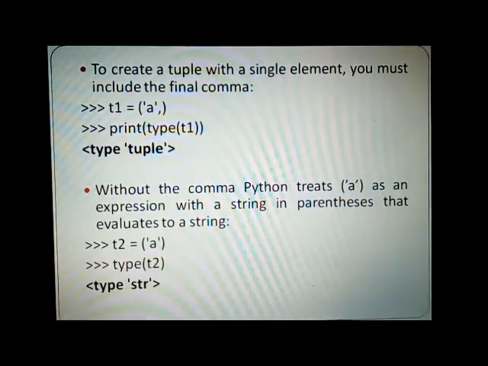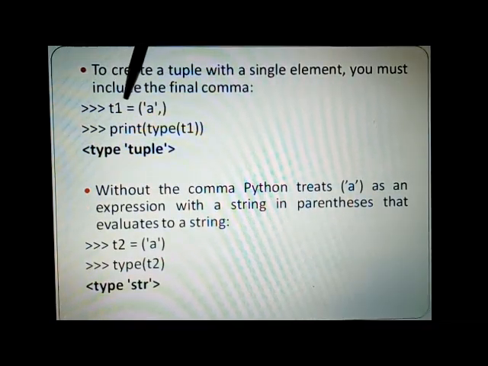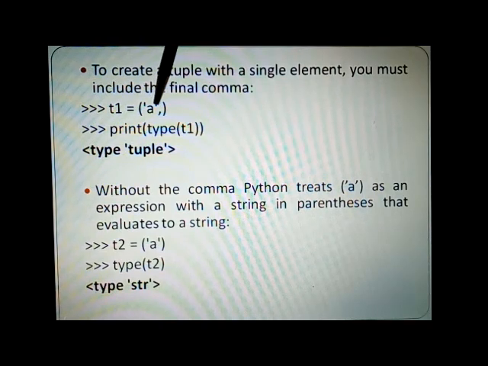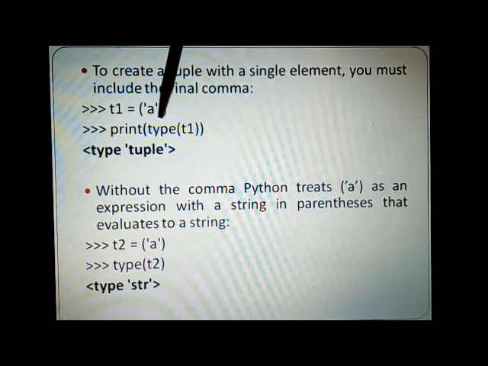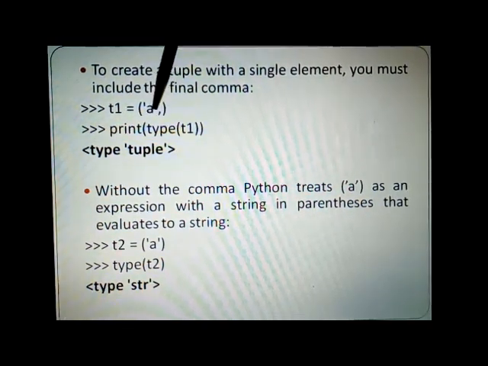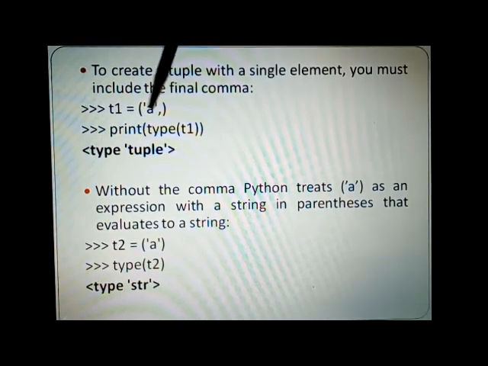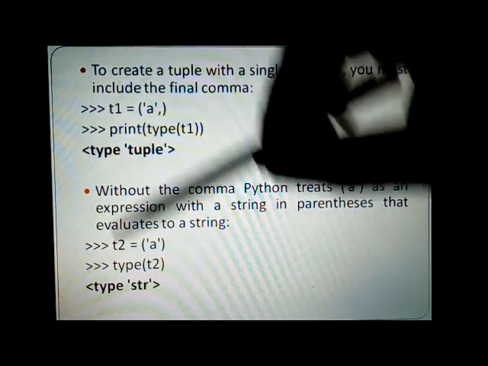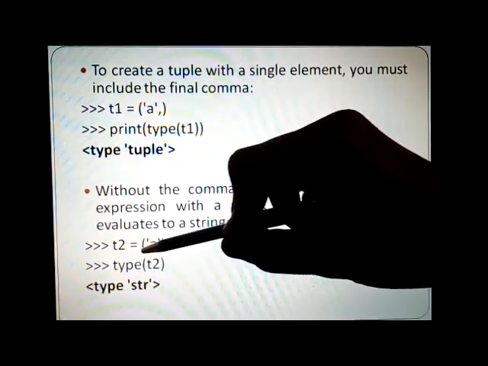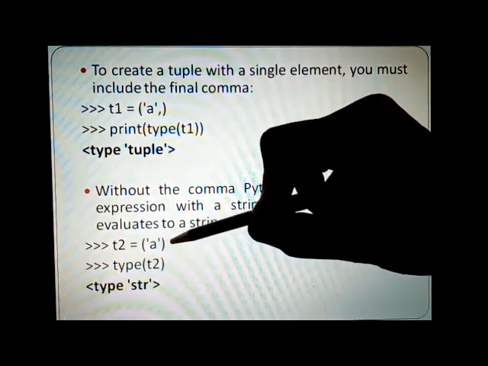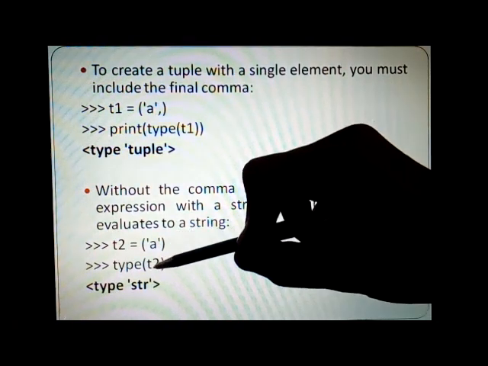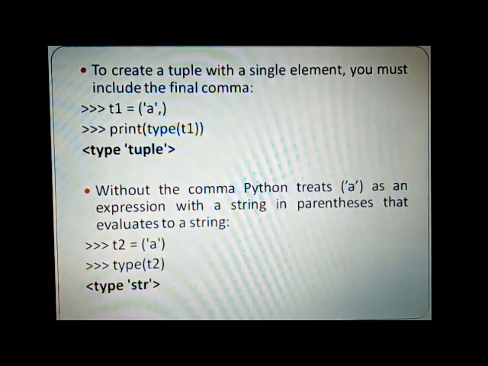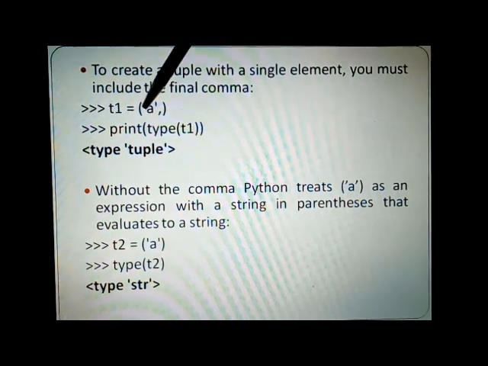Now, to make it more distinct, as I was discussing, t1 equals single quotes a. If I just say a, then it is not a tuple, but if I put a comma, then only it is a tuple. For example, if I say print type of t1, then it will show me that it is a tuple, whereas in this case, if I just say t2 equals parenthesis single quotes a, then when I say type of t2, it tells me that it has taken it as a string and not as a tuple. So this comma differentiates it.